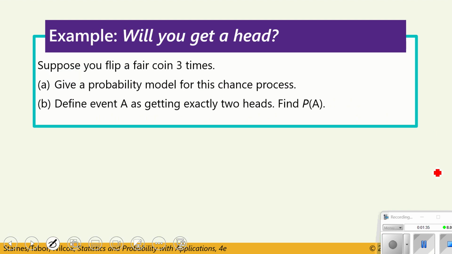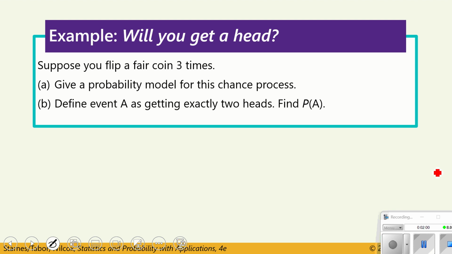So suppose you flip a fair coin 3 times. A fair coin is one that's just not loaded, which means nobody's trying to cheat on the coin. One side isn't heavier than the other. We want to give a probability model for this chance process and then define event A as getting exactly 2 heads. Okay, so first thing, remember with our probability model, we have to come up with our sample space and then our probability that it will happen.